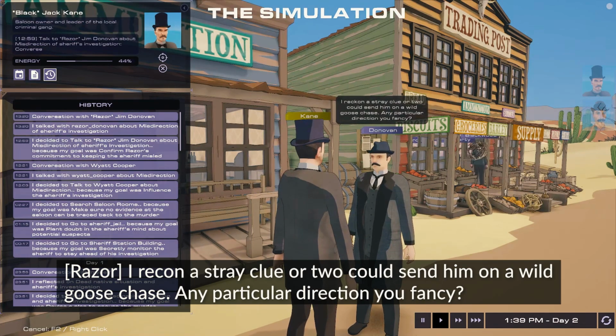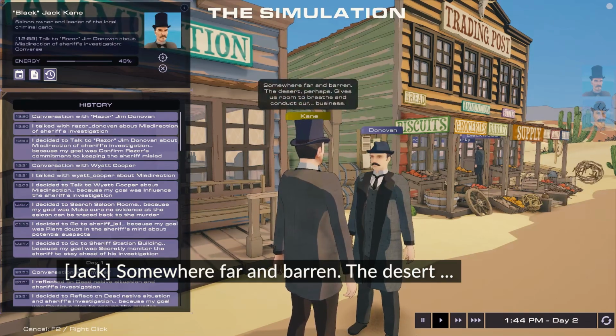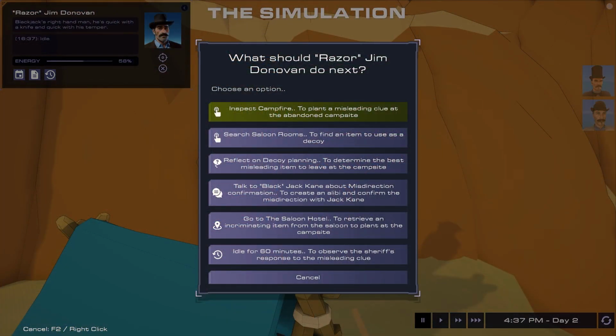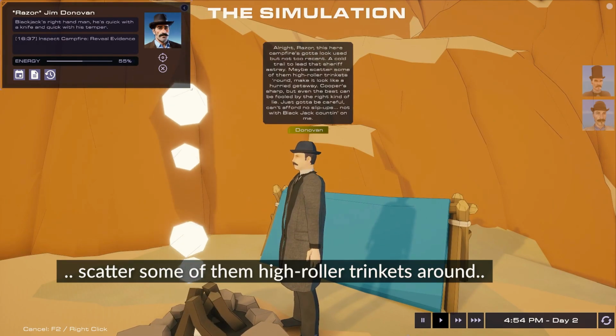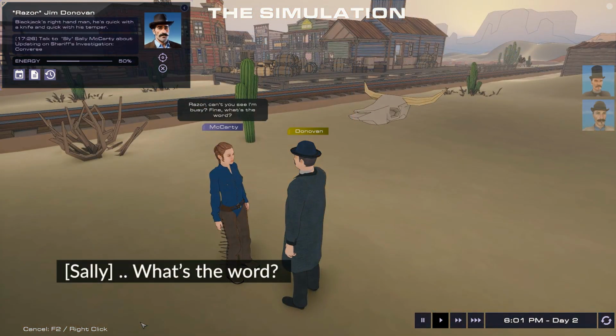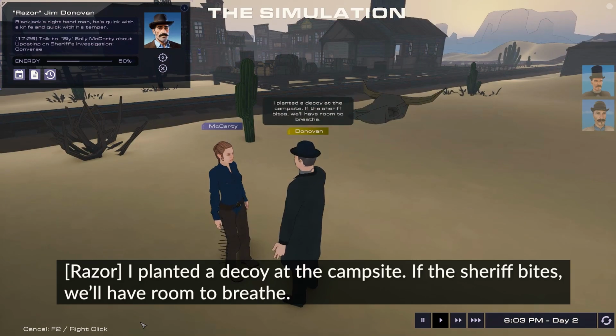He tells Razor they need to plant some evidence in order to lead the sheriff out of town. Razor uses his Take To skill and Go To skill to steal some evidence and plant it at a campsite outside of town.